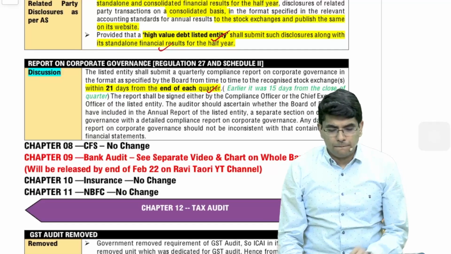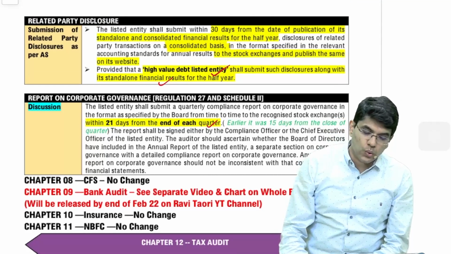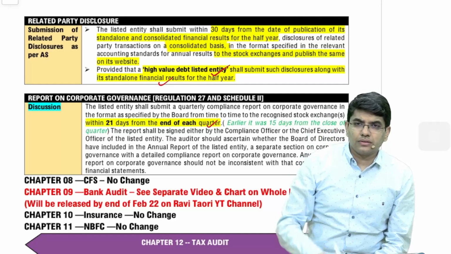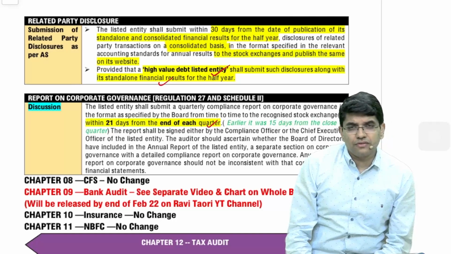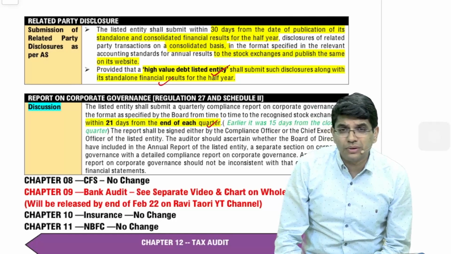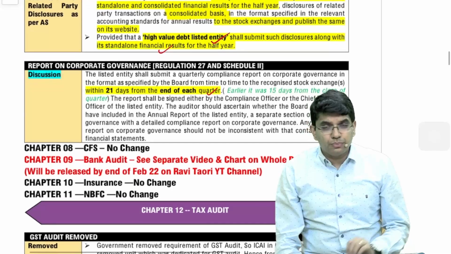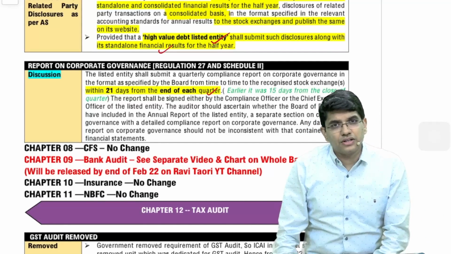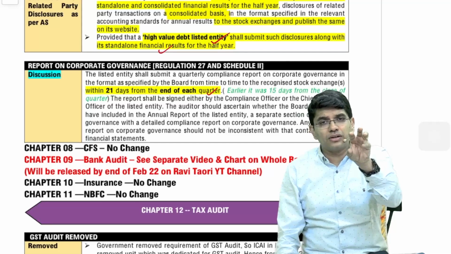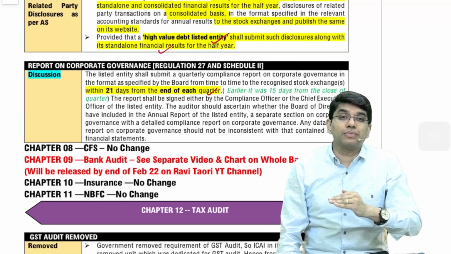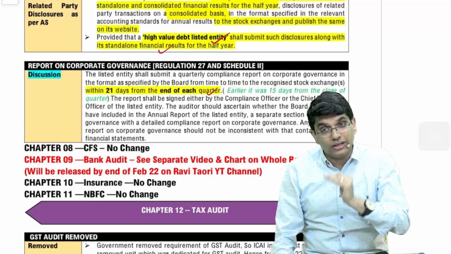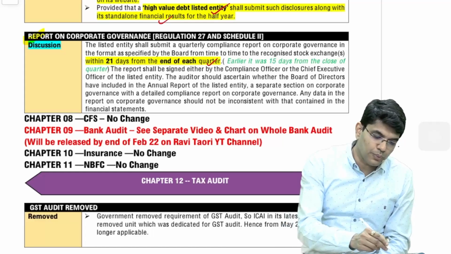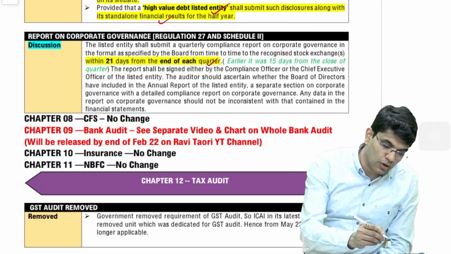They are reducing requirement, correct? In normal companies where equity shares and convertible debentures are listed, you have to submit both. Consolidated basis means both together, standalone as well as consolidated financial results. But in case of HVD, you are supposed to submit only standalone financial results. So that's the change.